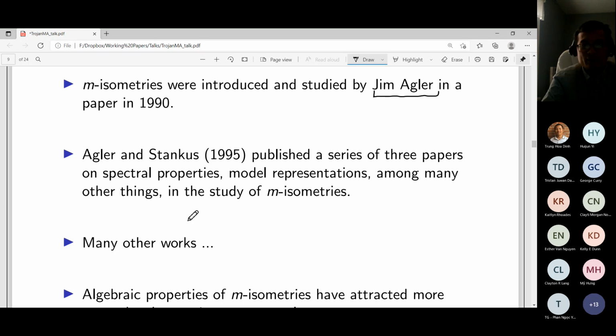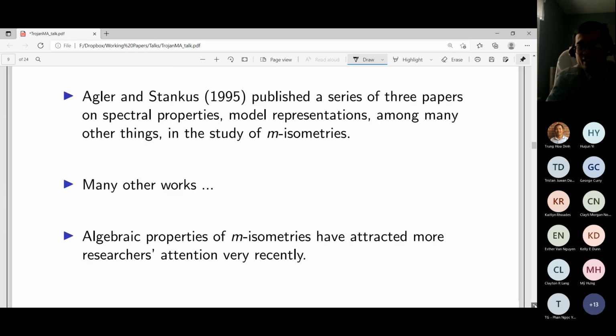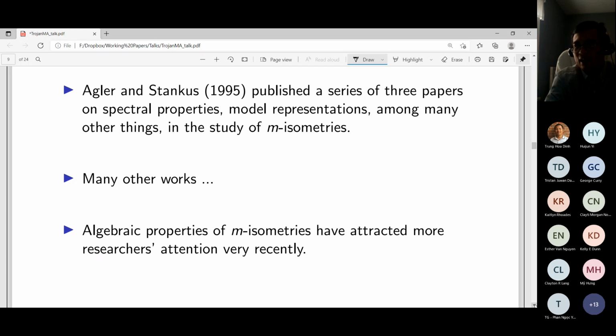But most of the works before the paper by the Spanish group were about spectral properties, more like deeper results, more difficult results. But the algebraic properties that we have just seen, right? Adding a nilpotent to an isometry, or multiplying m-isometries together, which I will discuss next. Those things have attracted attention just very recently. That's what I have found out.